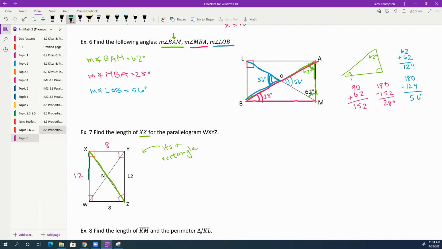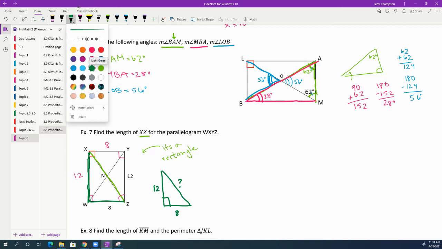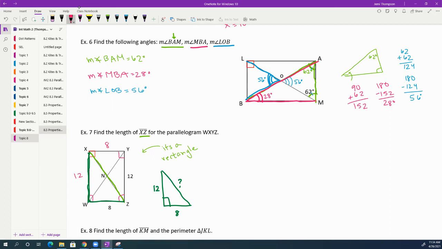If I focus in on this triangle that you have traced in green, I have 2 different greens going on here, but it's good. Okay, so I've got this triangle kind of traced in green, like this. I'm looking for this side. I have 12 and I have 8. All right, well, that is exactly what we use the Pythagorean theorem for. So I'm going to use the Pythagorean theorem here again.